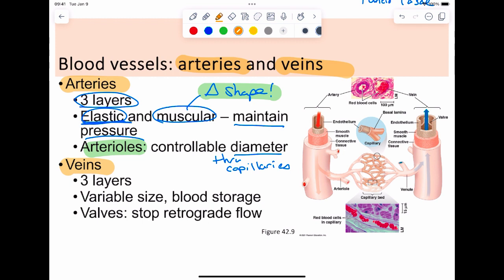Veins are also like arteries. They have those three layers. The difference between them is they're not elastic.